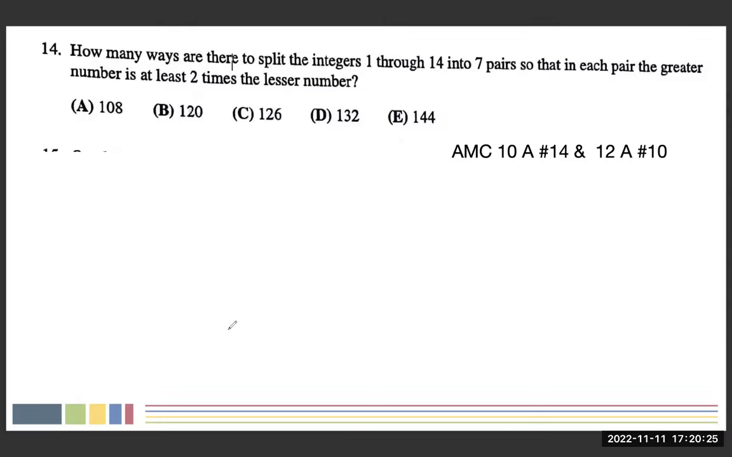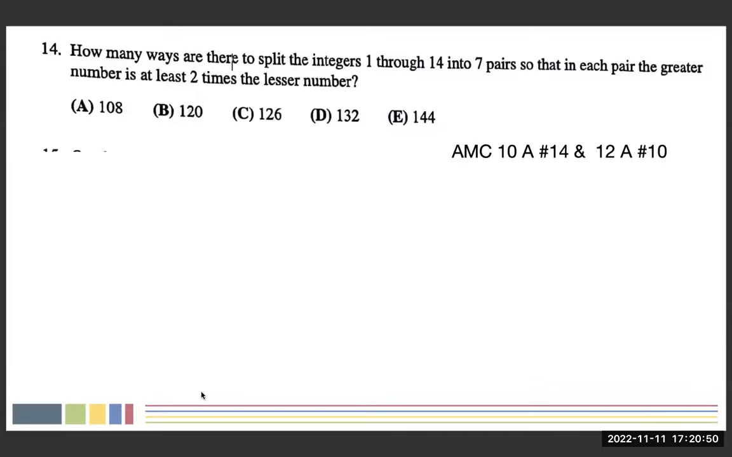So I'll just give some examples. For example, 4 and 9 works. 5 and 12 works. What doesn't work? Well, 3 and 5, for example. This doesn't work because 5 is not at least 2 times 3, right? 5 is not at least 6. That is not true. So the question is, how do we approach this problem?